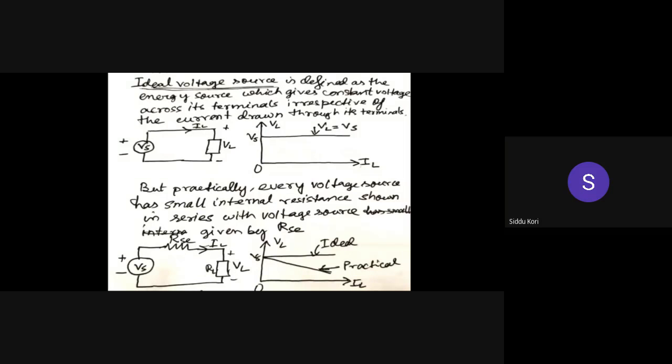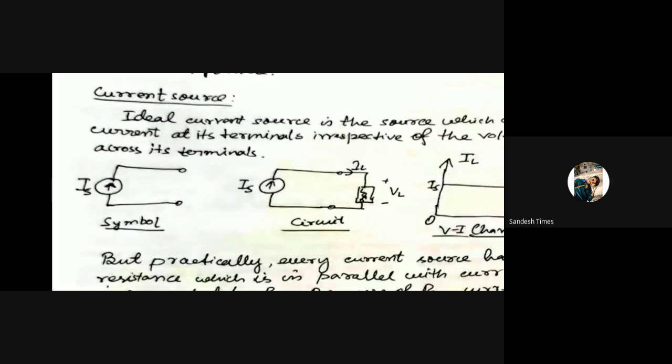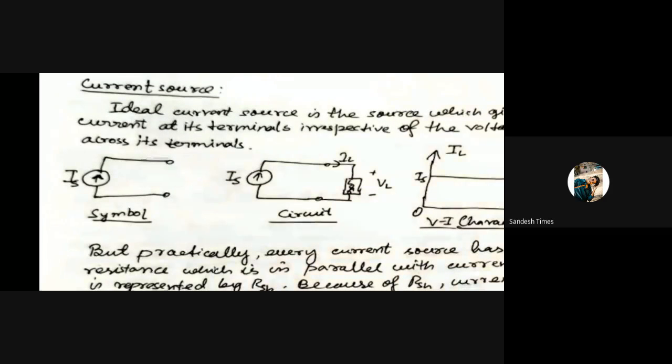Okay, this is about our voltage source. Now the same for the current source. The voltage source is drawn with the plus minus battery sign. The current source is something like this. In the current source also, we will see the ideal and the practical ones. This is the symbol of the current source: a circle with an arrow inside it, pointing upward. Is it visible to all? Yes, ma'am.